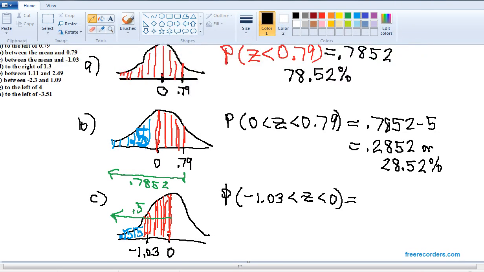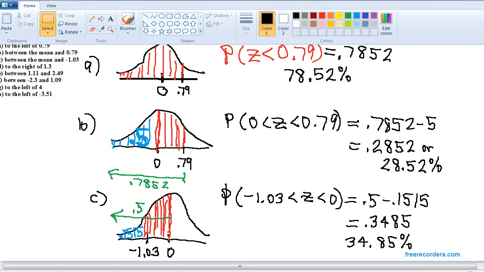So we're being asked for the red area, the area between negative 1.03 and 0. Notice that the 0 all the way to the left is 0.5. Negative 1.03 to the left is 0.1515. If we know that green value and the blue value and we want to find the red value, what do we do? We subtract the bigger one minus the smaller one, which gives us 0.3485. So if it asked for a probability, you would answer 0.3485. Since it asked us for a percent, we're going to answer with 34.85%. That is the answer to part C.